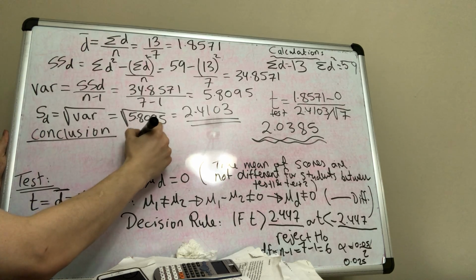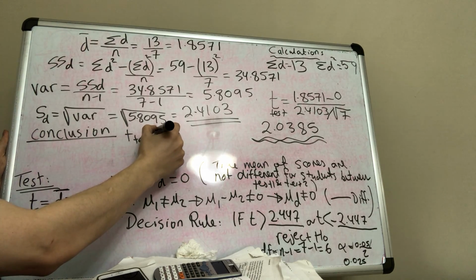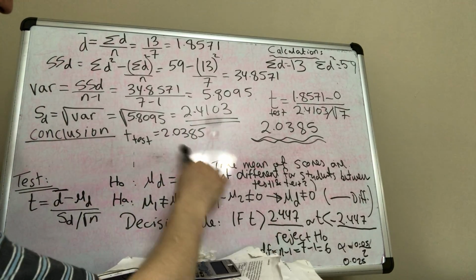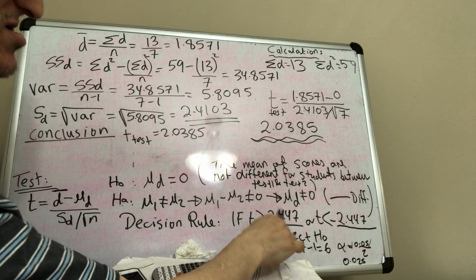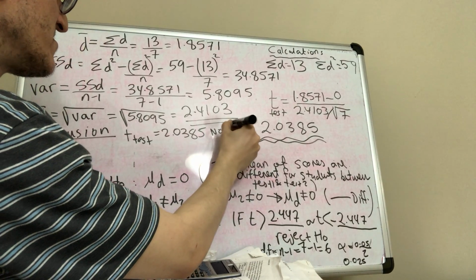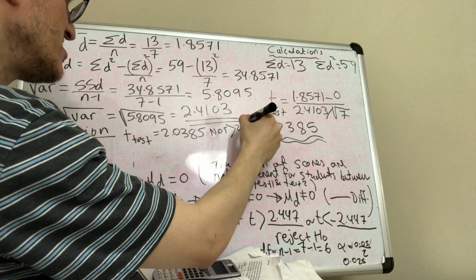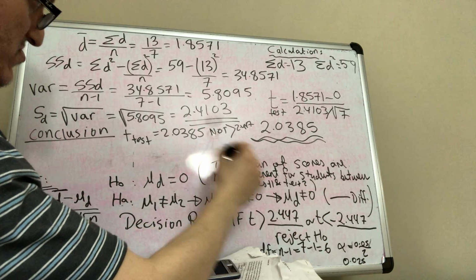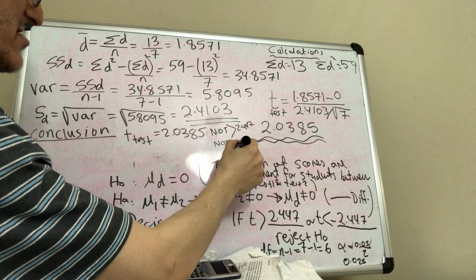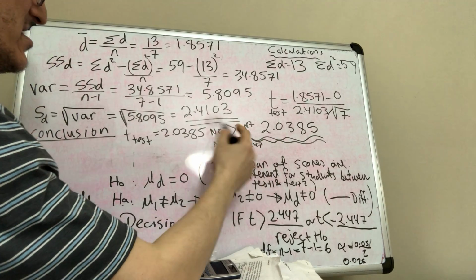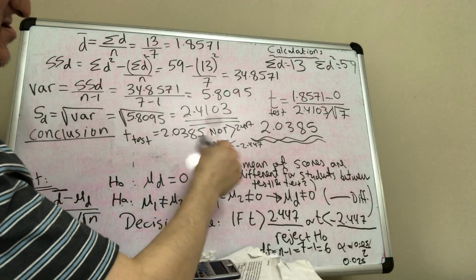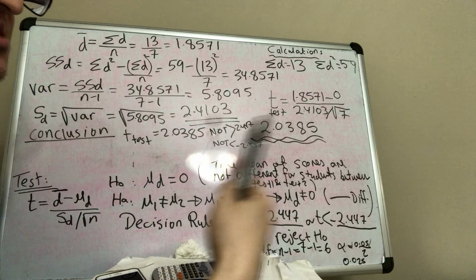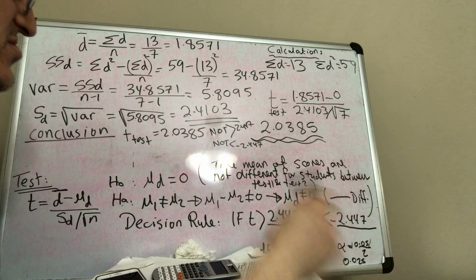Your t-test of 2.0385. Check this. Is this number more than 2.447? No. Is this number less than minus 2.447? No, definitely not less than minus 2.447. A number less than minus 2.447 would be like a minus 3 or a minus 4. So neither is satisfied.